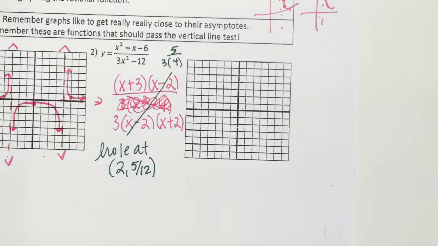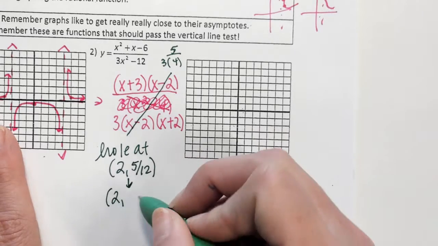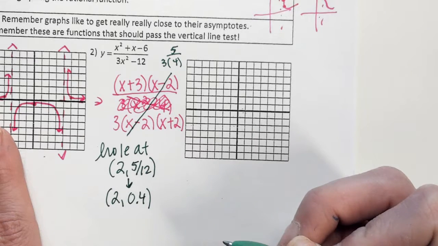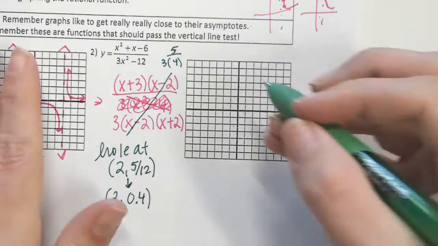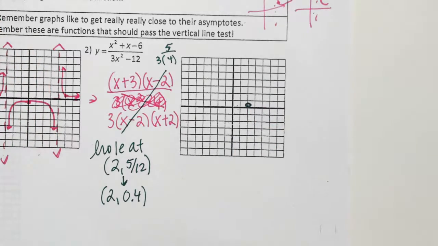Go ahead and tell me what 5 over 12 is as a decimal. Round to the nearest tenth. 0.4. Alright? We can go ahead and graph that. So instead of graphing it as a point, you go to that point and draw an open circle. So at 2, 0.4, this is what it would look like, an open circle at (2, 0.4). Any questions about how to find a hole?